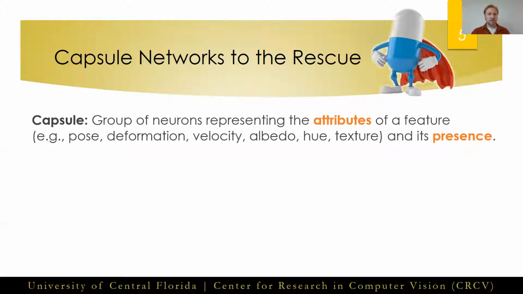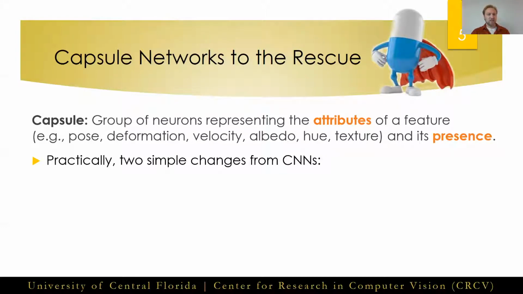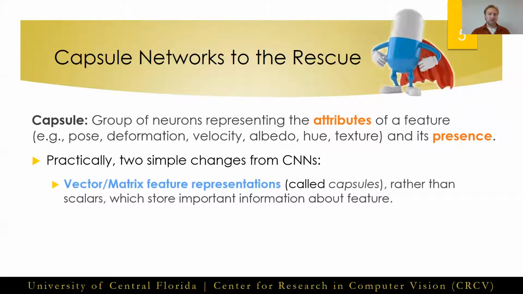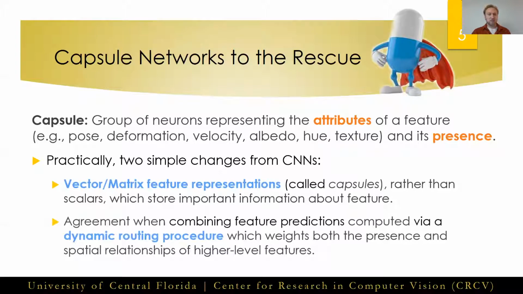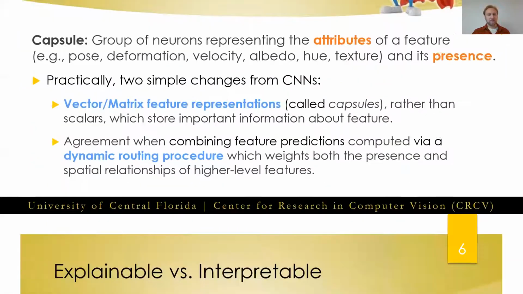Capsule networks are an attractive potential solution to many shortcomings in CNNs, where a capsule network is comprised of capsules, which are defined as a group of neurons representing a feature's presence, and more importantly, the attributes of that feature, often called the feature's instantiation parameters. In practice, this only requires two simple changes from standard CNNs. First, features are now represented by vectors or matrices rather than scalars, and this allows us to store important information about the features being learned. Second, we route this information from one layer to the next via a dynamic routing algorithm, which weights both the presence and internal relationships of the lower level features with respect to each higher level combination.